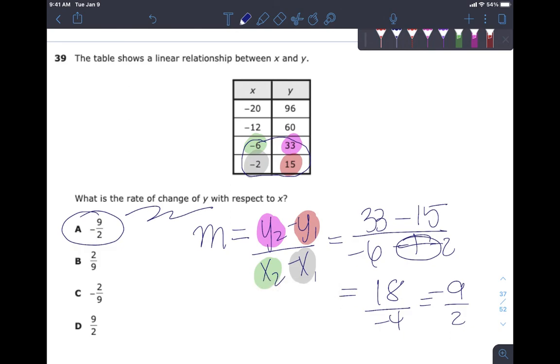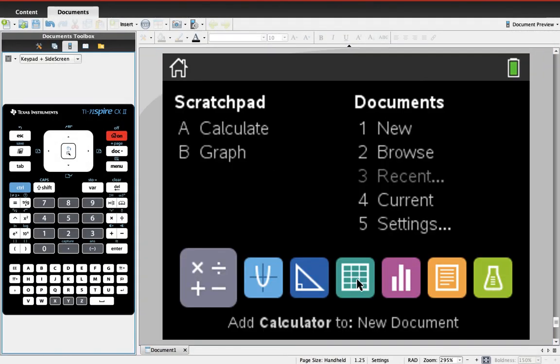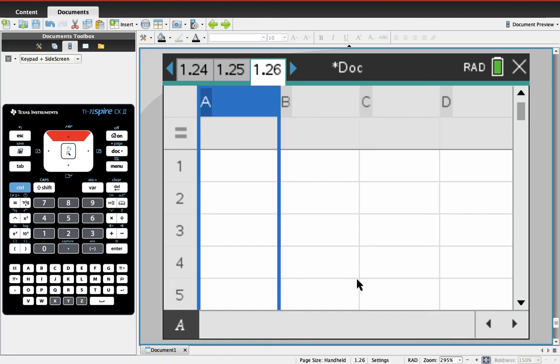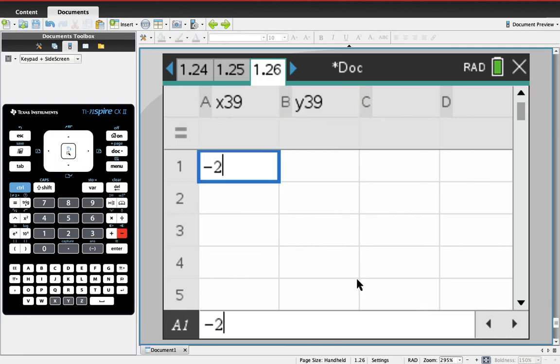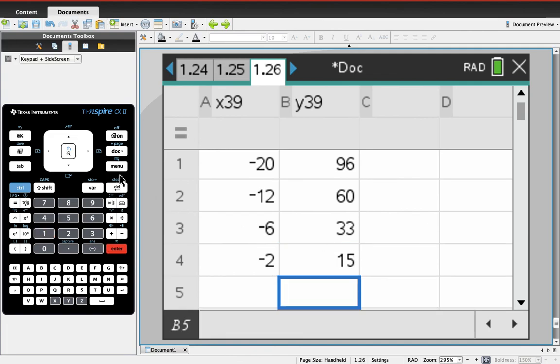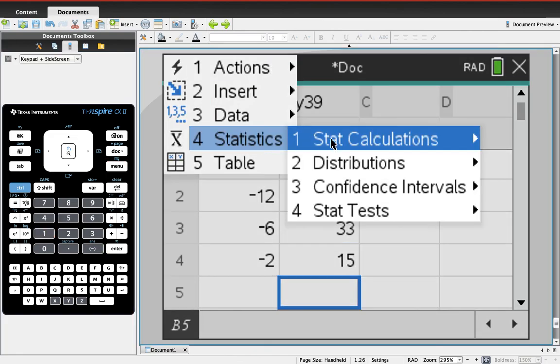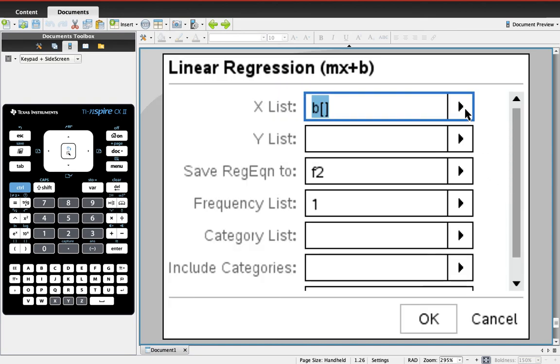I want to run a linear regression just to verify that my answer is correct. So I'll head over to my calculator. I'll start a new spreadsheet, and I'll input my x's from number 39, my y's from number 39. So negative 20, negative 12, negative 6, negative 2, as well as my y values. And I can go ahead and run my little linear regression. The mx plus b, I don't want to use the other one.